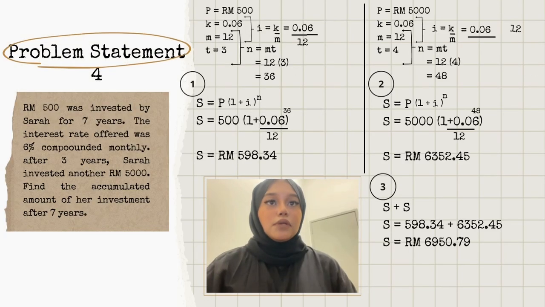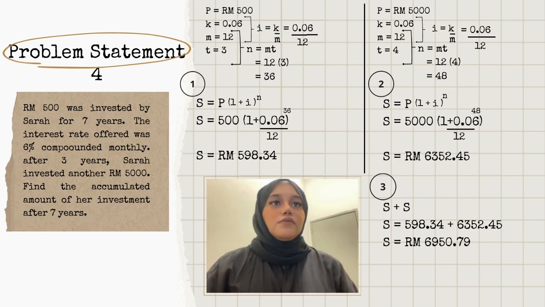Okay, next we move to the last problem statement for compound interest, and the question is: RM500 was invested by Sarah for 7 years, and the interest rate offered was 6% compounded monthly. After 3 years, Sarah invested another RM5,000. Find the accumulated amount of her investment after 7 years. Now we move to the next part, the calculation.